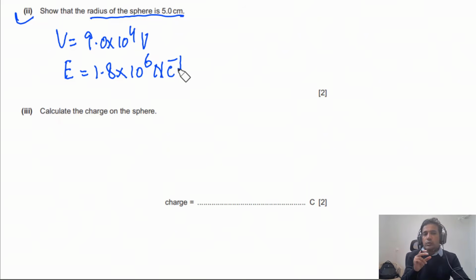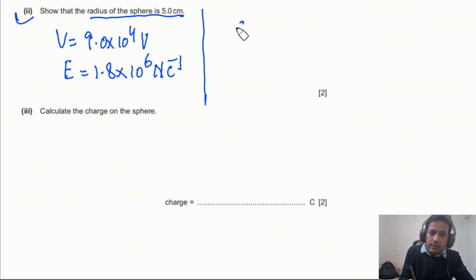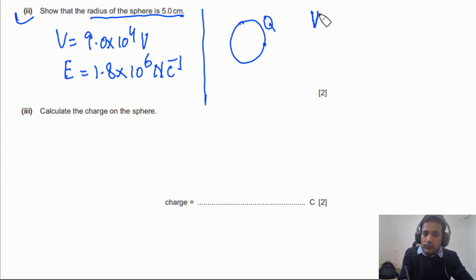So how can we use these two values to find the value of R? For this one, we need to understand that this is our sphere. Let's say the charge at the surface of this sphere is Q. So we can write V equal to KQ over R, and E equal to KQ over R squared.